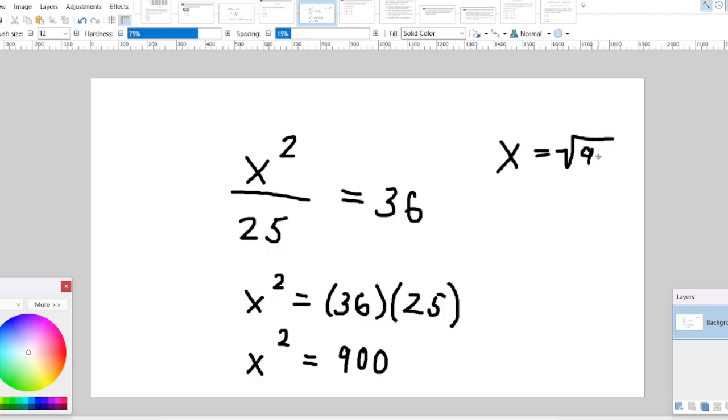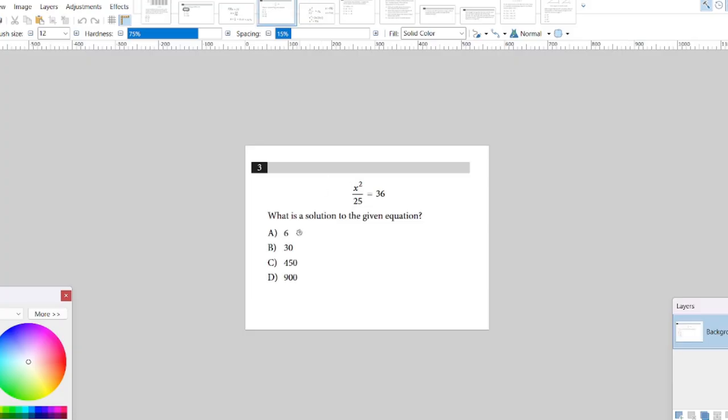So the square root of 900 means what number, when multiplied by itself, is equal to 900. There's actually two solutions to that. One is positive 30, and the other is negative 30, since 30 times 30 is 900, but also negative 30 times negative 30 is also 900. So it says, what is a solution to the given equation? Well, negative 30 doesn't show up here, so we just pick 30. Okay? And as you can see, I'm not guessing for any of these. I'm just solving the equation or whatever it asked to solve for, and then seeing if that is a choice.